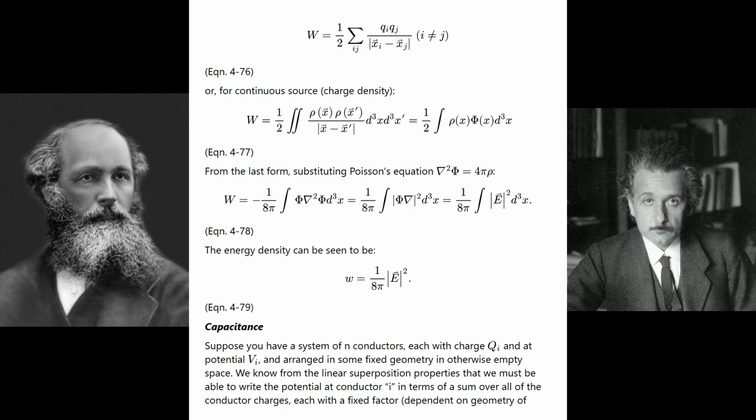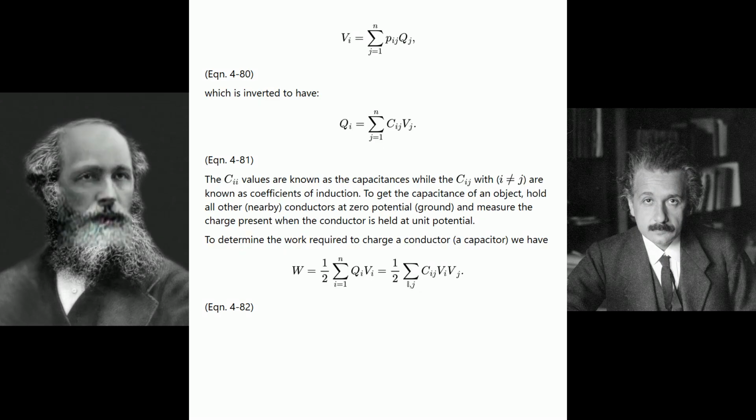Capacitance. Suppose you have a system of n conductors, each with charge q sub i and at potential v sub i, and arranged in some fixed geometry in otherwise empty space. We know from the linear superposition properties that we must be able to write the potential at conductor i in terms of a sum over all of the conductor charges, each with a fixed factor dependent on geometry of conductors and their placement. Equation 4-80, which is inverted to have Equation 4-81.